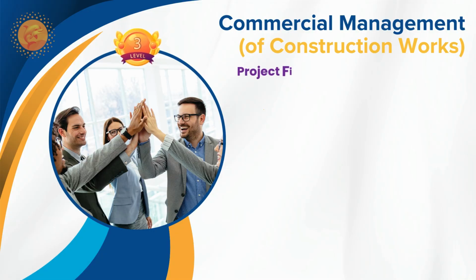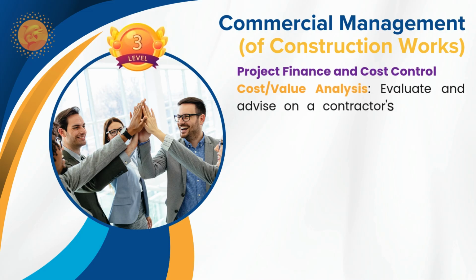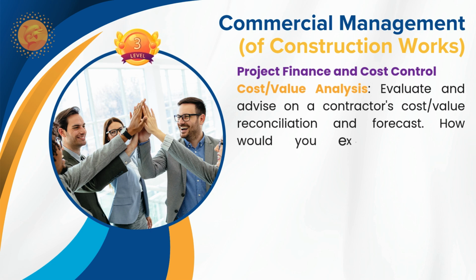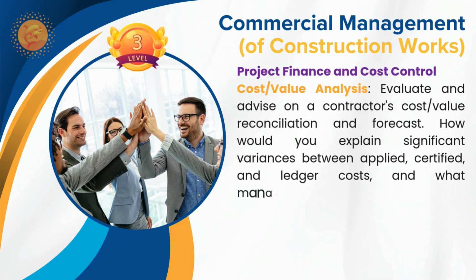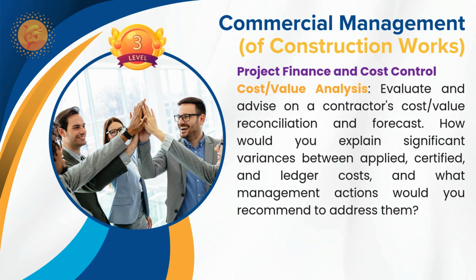So this question is at level 3. Primarily it is focusing on project finance and cost control. We are seeing cost value analysis: evaluate and advise on a contractor's cost value reconciliation and forecast. How would you explain significant variances between applied, certified and ledger cost, and what management actions would you recommend to address them? So what is presented here is cost value reconciliation, what you are doing during your construction phase to address cost control or maintain the project finance.